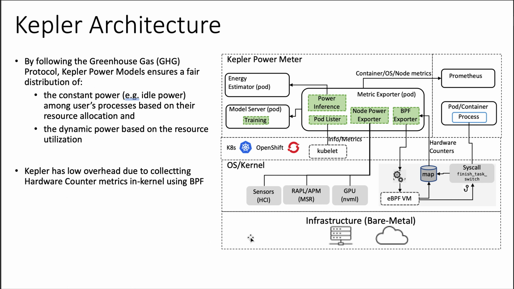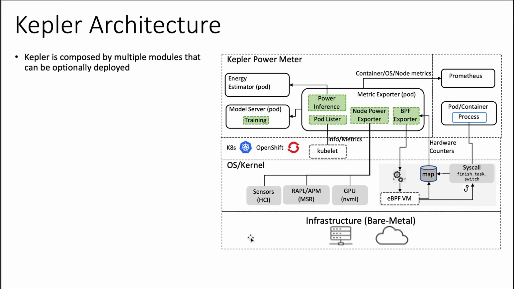Okay, so to ensure fairness in our power model, we follow the Greenhouse Gas Protocol recommendation, that is, split the constant power, which is the idle power, based on the user resource allocation, and the dynamic power based on the resource utilization. Additionally, Kepler has low overhead when collecting the hardware counters because of the in-kernel implementation using BPF, as I mentioned before.